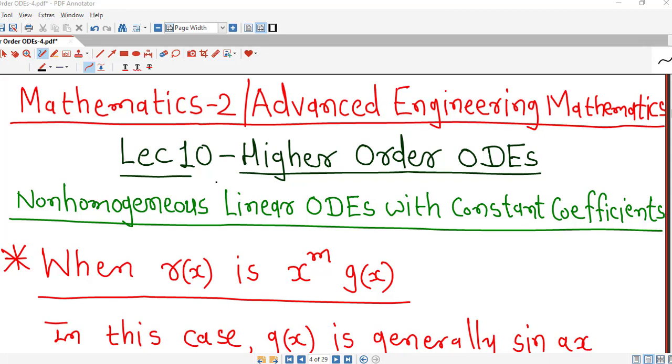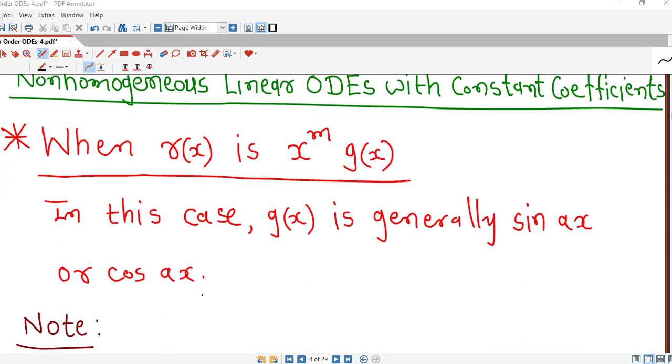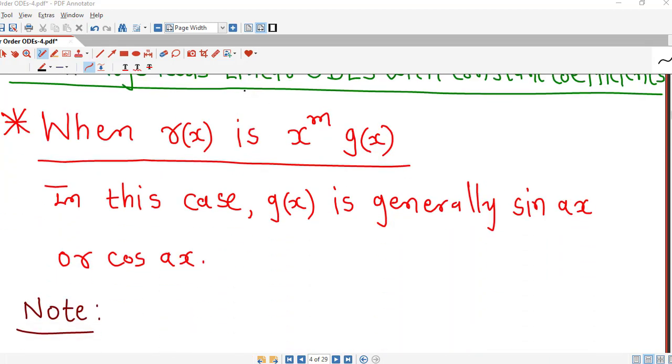Hello friends, I welcome you to lecture number 10 on higher order ordinary differential equations. In this lecture we are going to discuss the last case of shortcut methods for particular integral. So here we will discuss how to find the particular integral when the right hand side is a product of a polynomial function and some other function of x, say g(x).